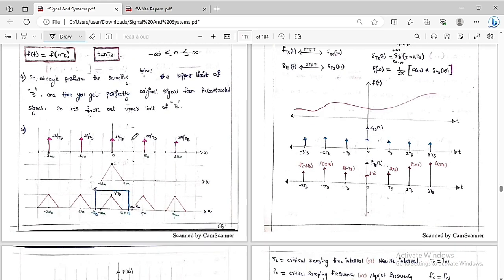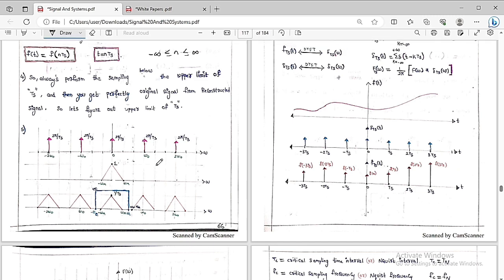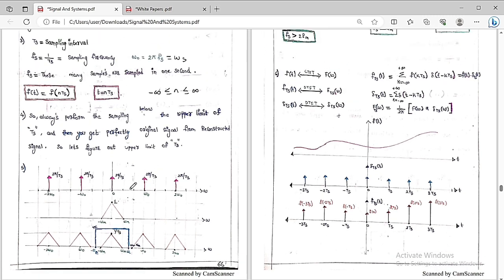Listen carefully. Suppose this is the impulse train. It has an area of 2 pi by Ts. This is basically omega naught, or omega s; you can take it as anything. This is in the frequency domain.